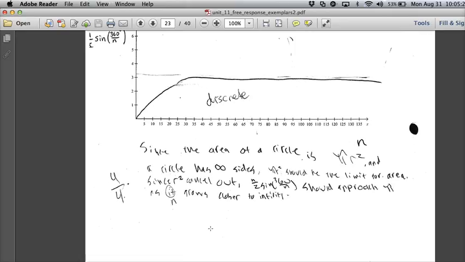Okay, another student here, area of the circle is pi r squared. And they say since the r squareds cancel out, okay, not as precise, but at least understanding the idea, then what's left over after the r squareds quote unquote cancel out should approach pi.